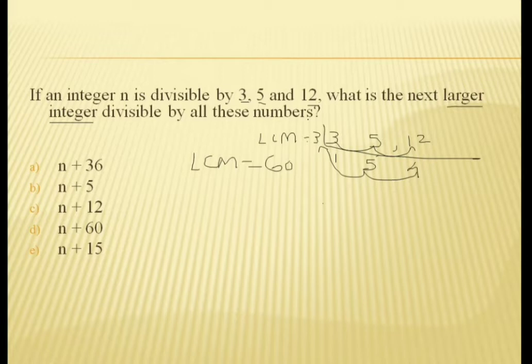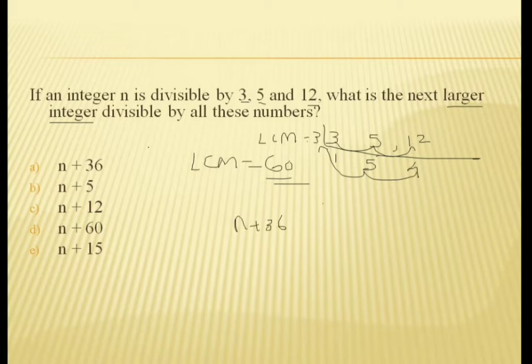So we can consider that number as 60n. As all these numbers are divisible by 3, 5 and 12, it should be a multiple of the LCM of these numbers, right? So we can consider n is equal to 60k, a multiple of 60. So we can take it as 60k, and go through the options one by one and check which one is matching.